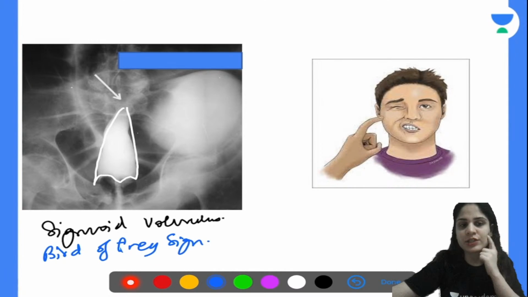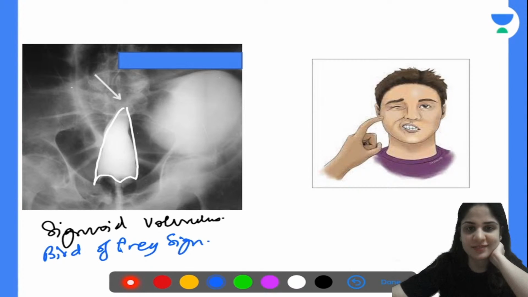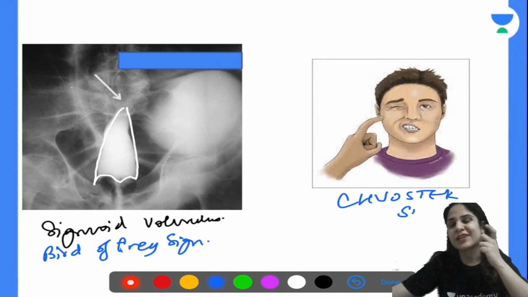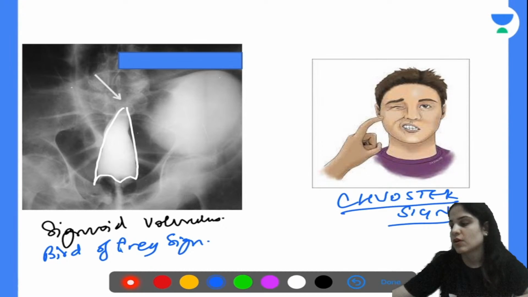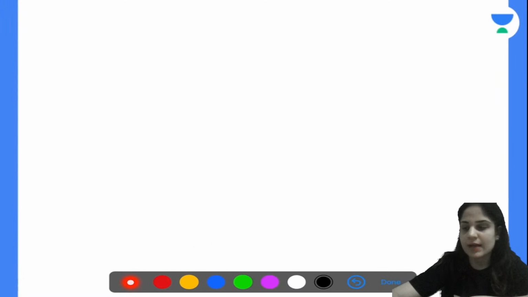Tapping along the facial nerve on the cheek will give you a spasm of the muscle. Yes, very good, Albi. So this is your Chvostek sign. If you tap along the facial nerve, you will get spasm of the facial muscle, and this is seen in case of hypocalcemia or tetany. Okay, next sign that we have over here.